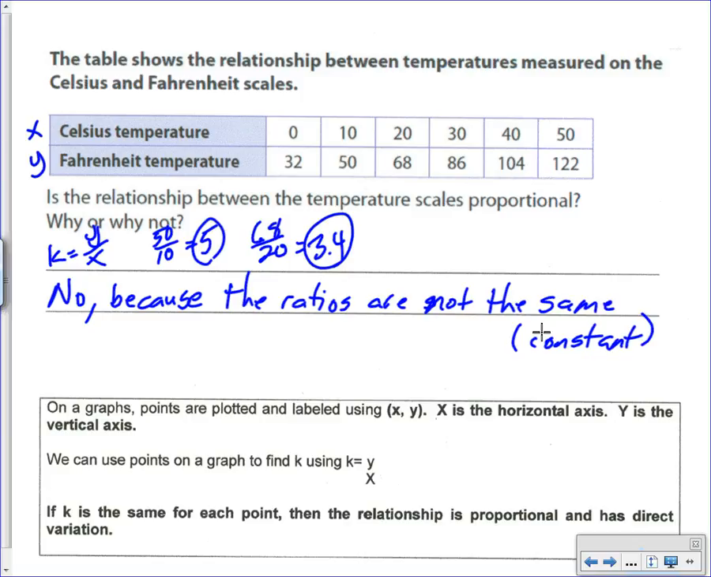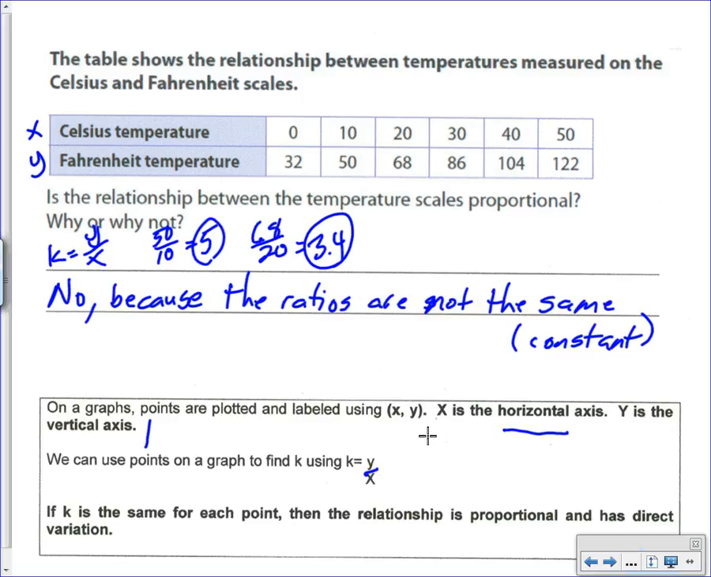It's the same thing. Constant and the same are the same thing. On a graph, points are plotted and labeled using x, y. X is the horizontal axis. Horizontal is going this way, and y is the vertical. Vertical is up and down. All right, we can use points on the graph to find k using k equals y over x. If k is the same for each point, the relationship is proportional and has rate variation.